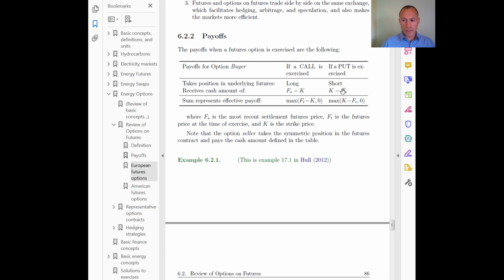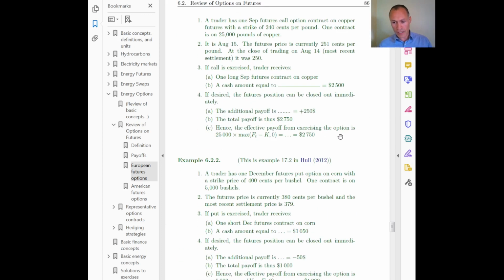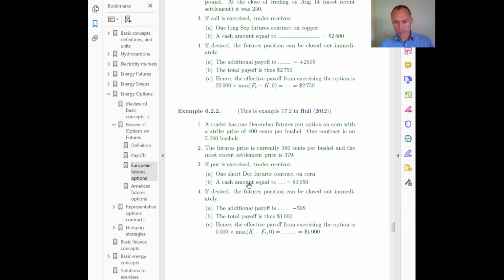For a put, it's like this, and you have an example here that gives you these numbers to show that it works as the table suggests.